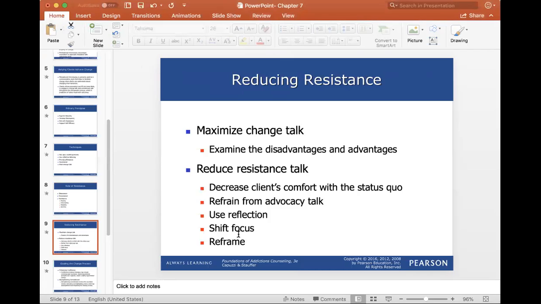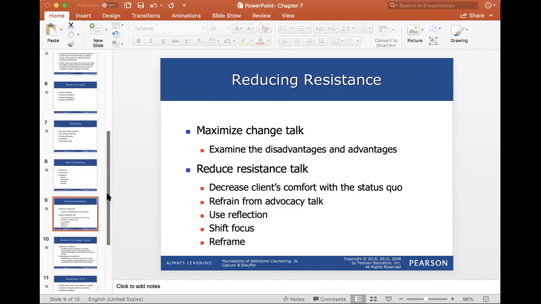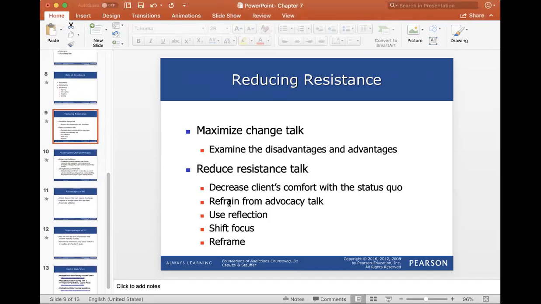Again, you want to use reflection, shift focus, and reframing, meaning like if they say, well, if I let go of my addiction, then I'll be all alone. Okay, so sounds like you have a fear that once you become sober, you'll feel really lonely. Yeah, exactly. Well, while that might be true, you want to validate them. That makes sense to me.